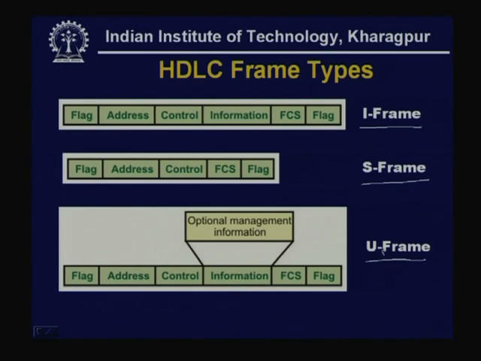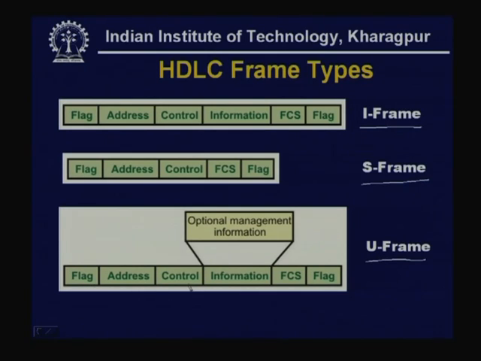So, this is your unnamed frame. S stands for secondary frame and I stands for information frame. As you can see here, you have got flag, address, control, information, frame check sequence and then flag. This is the typical format of the I frame. However, the S frame does not have an information part; it has all the other fields: the flag, address, control, frame check sequence and flag.